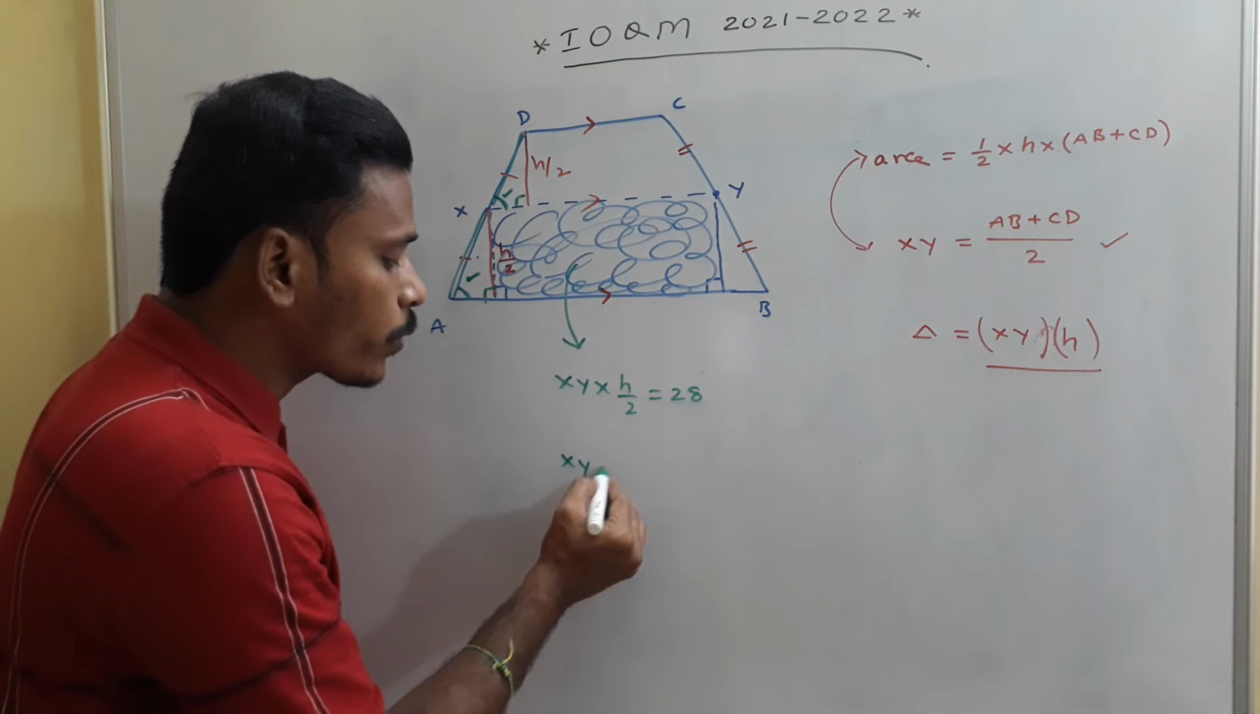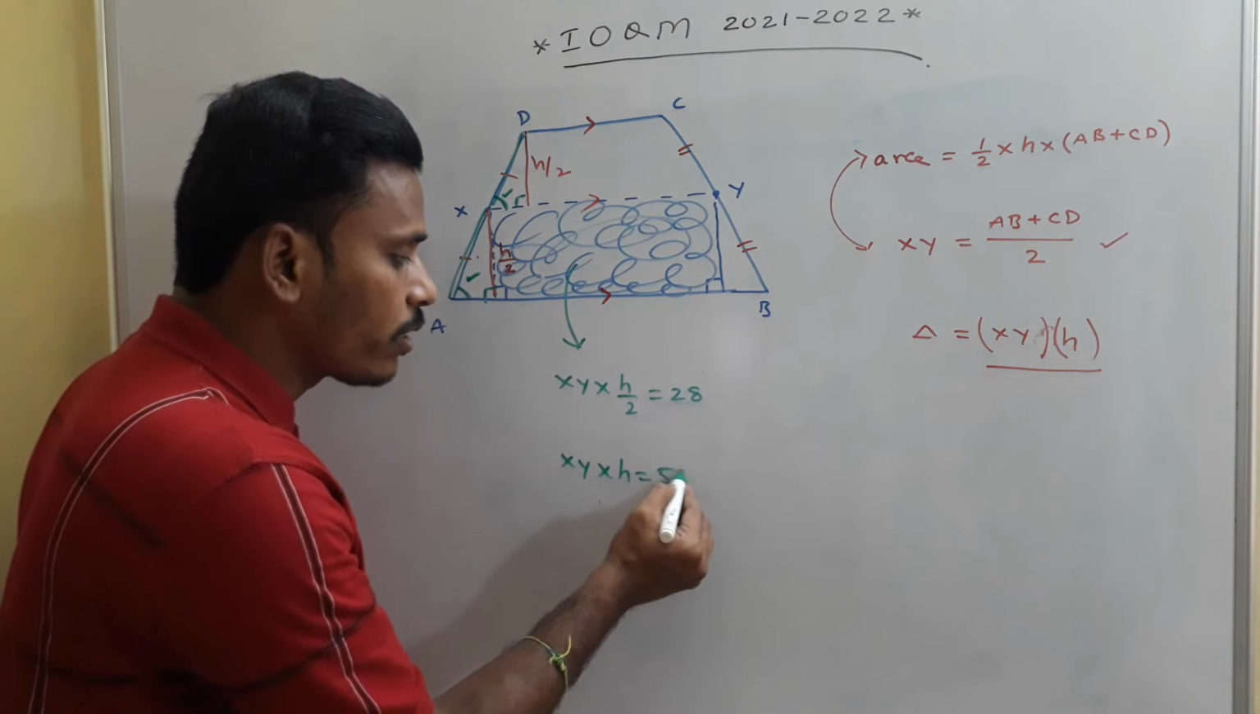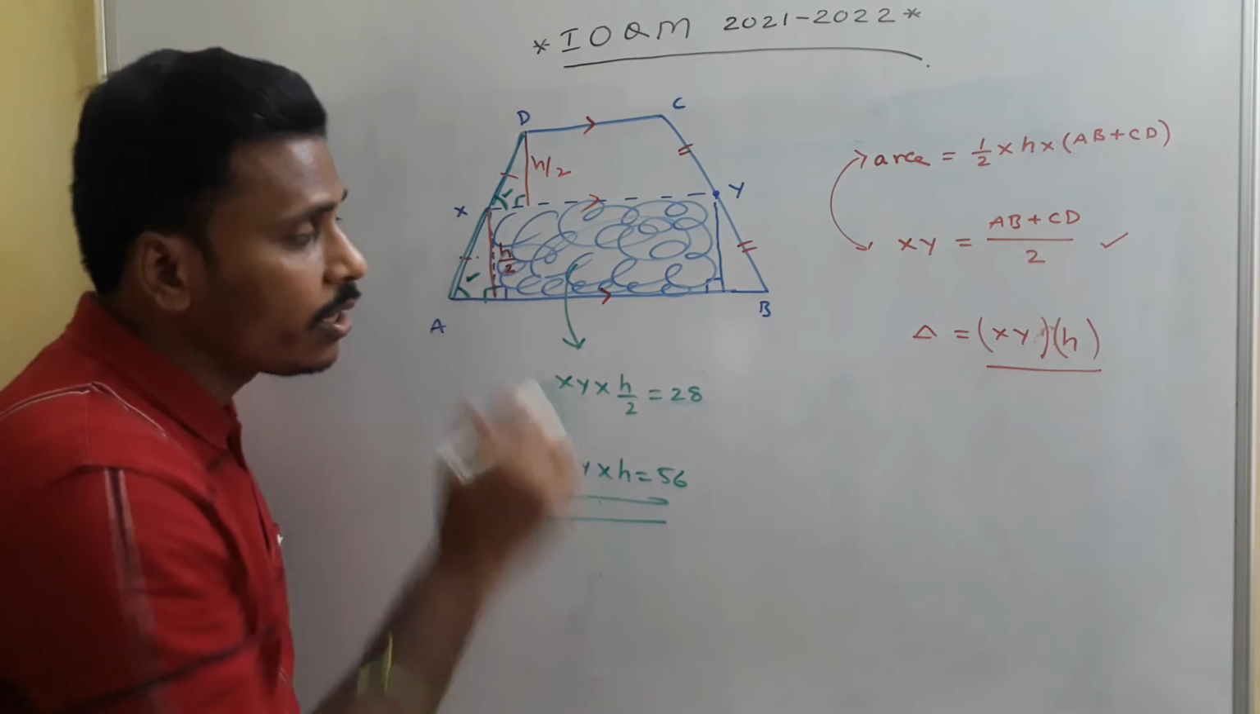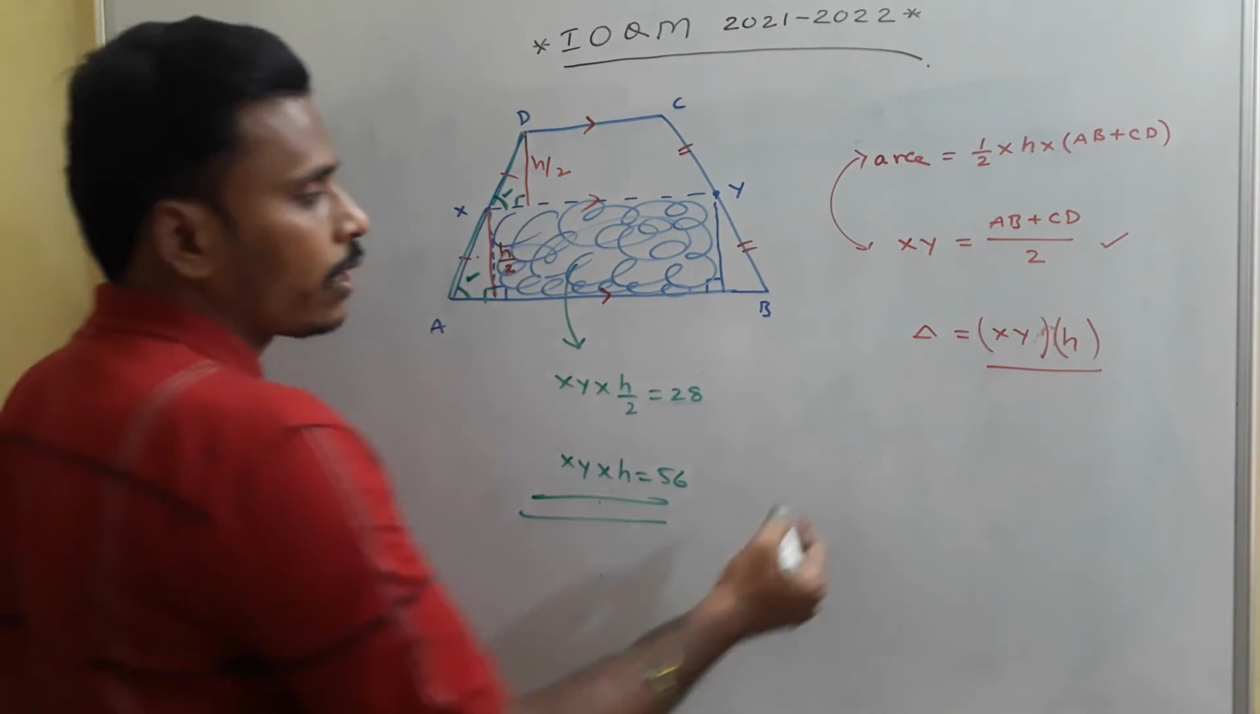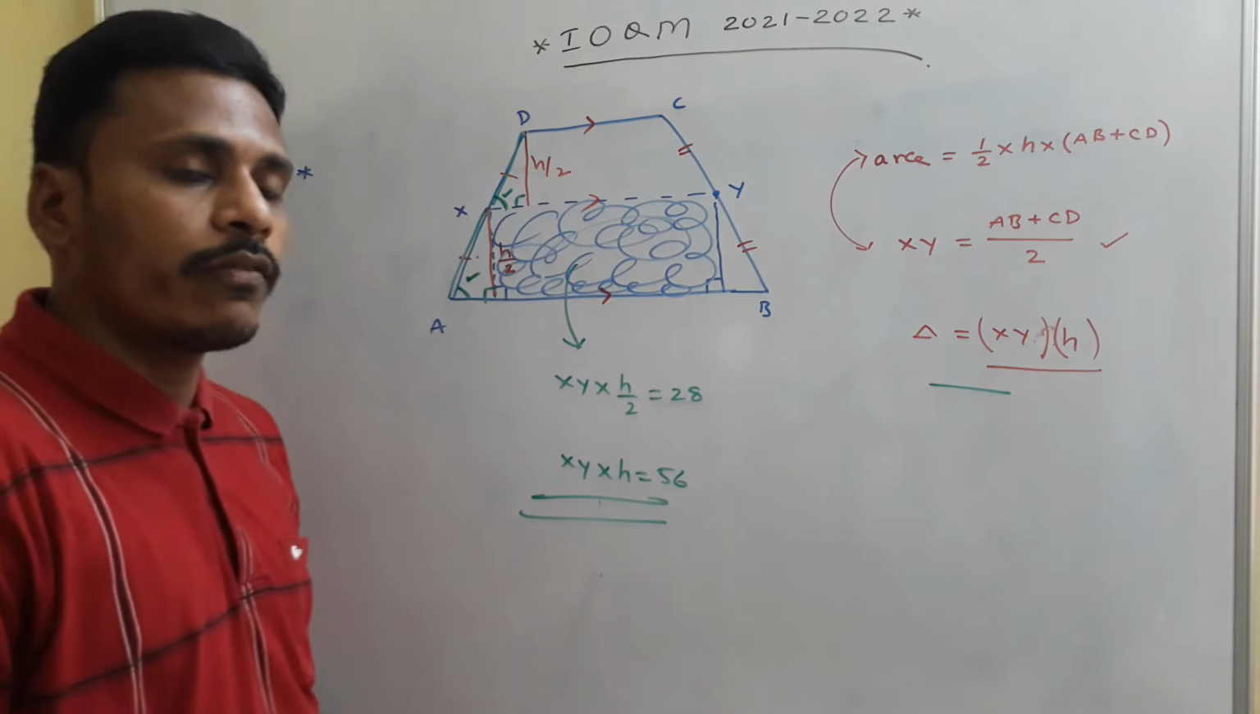What do you say about xy into h? That is 56. This xy into h is our required area. There ends our task, and our answer at the end is 56.